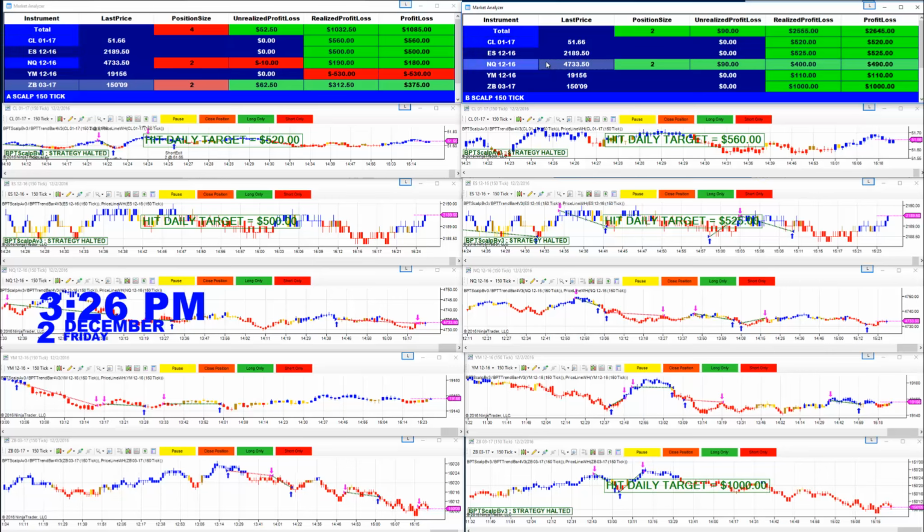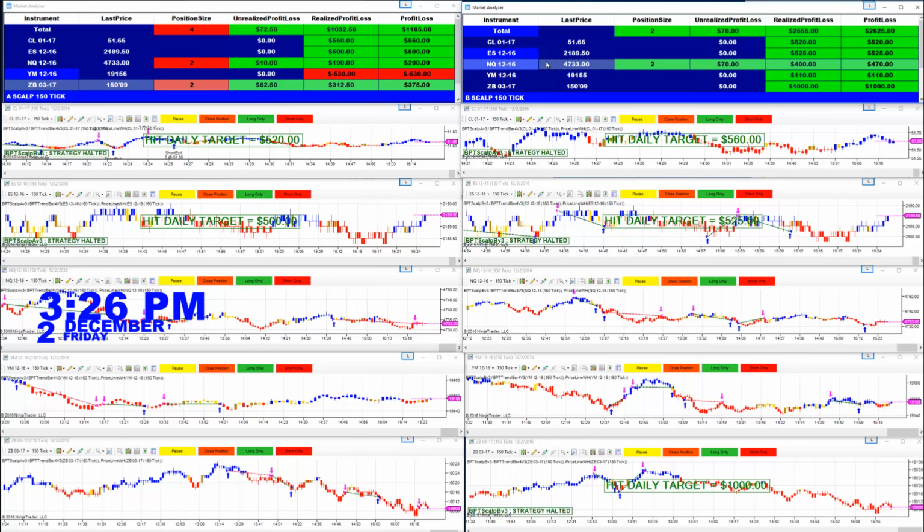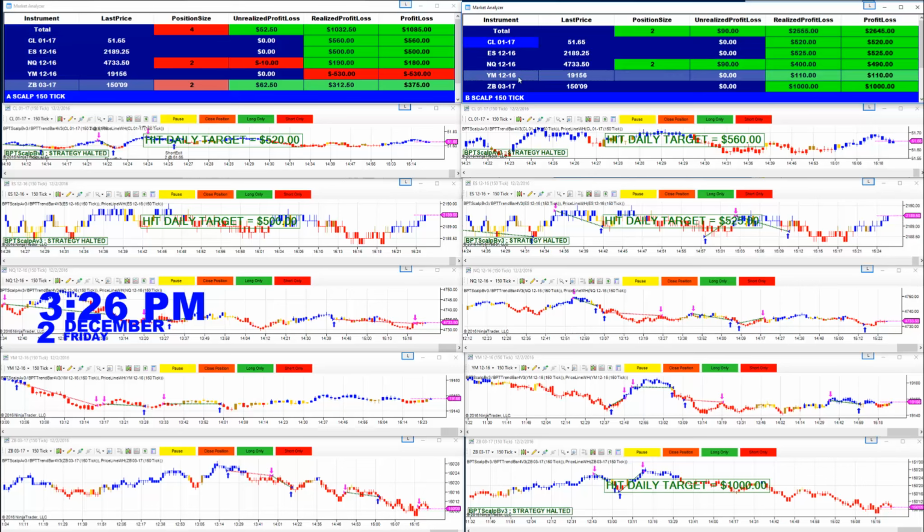They cannot perform on the same time frame and the same settings every time, and that's why you see red and you see green, and I don't mind showing the red. And here is the YM today. If we notice, on the B scalper 150 ticks it is flat, and then on the A scalper it is south.